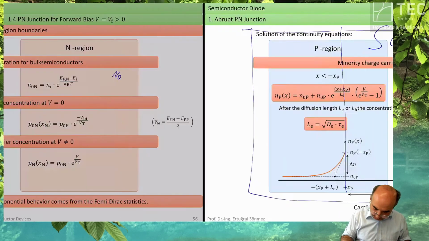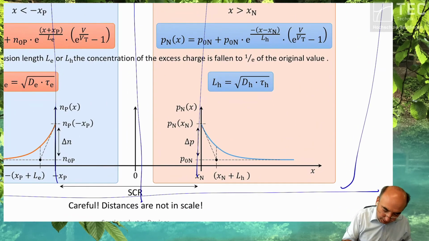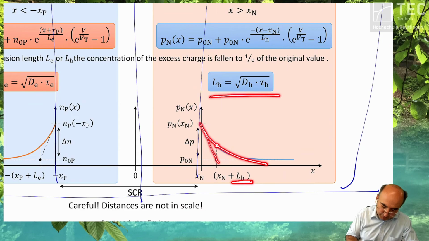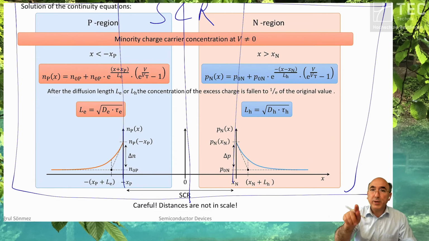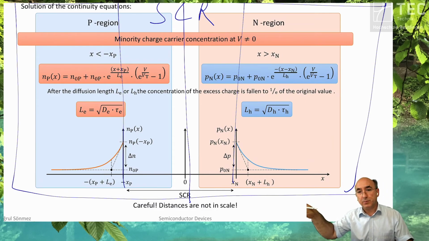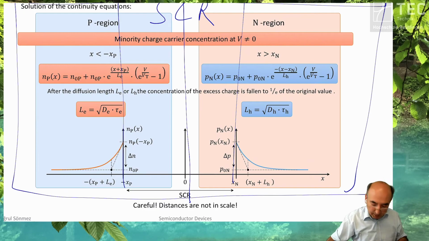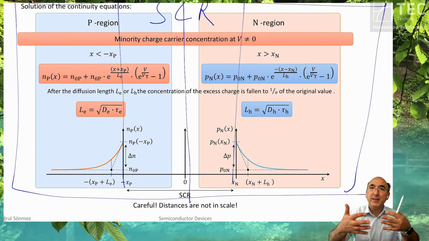Here we learned that our concentration disturbance is relaxed to 1 over E at a certain distance, at the distance of the diffusion length. And these values are in the micrometer range. You can let calculate in the spreadsheet. Now I come back to the bipolar transistor itself. You understand how this stuff is linked into each other.